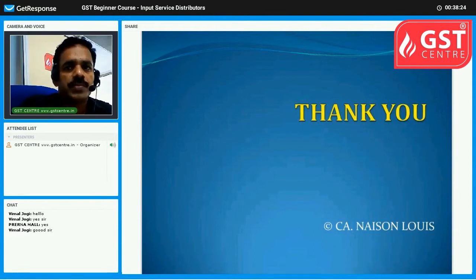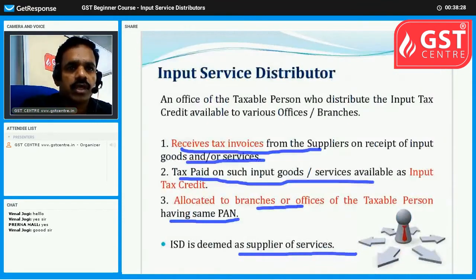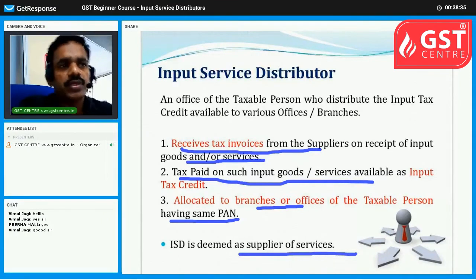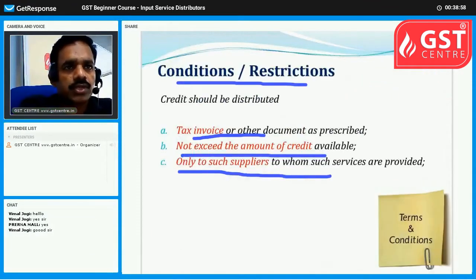So that was the first PPT. We will review the PPTs. We understood the input service distributor means an office of a large company which distributes input tax credit available to other units. Then we have seen an example: a registered office at New Delhi acting as an input service distributor, and units are in Chennai, Bangalore and Mumbai. Software is used in all locations, so it should be distributed.